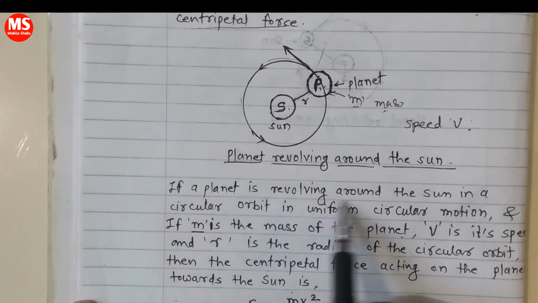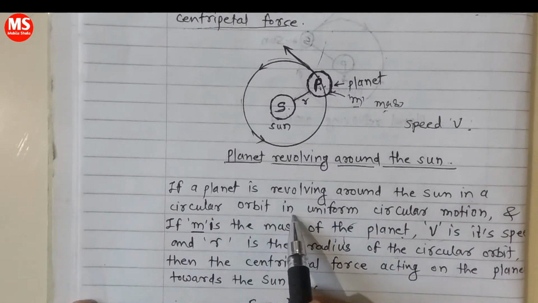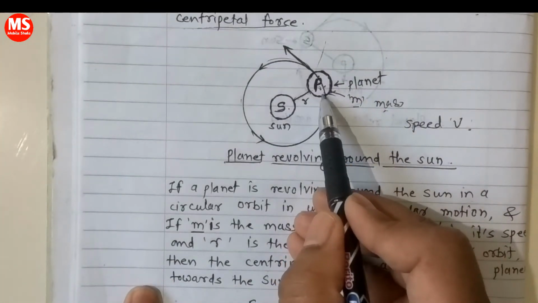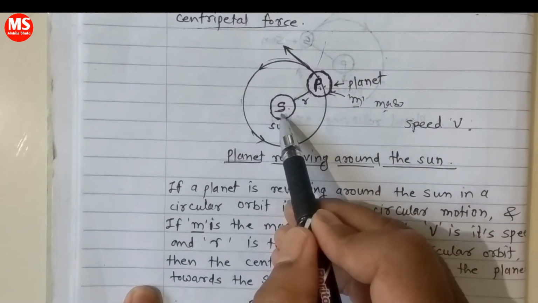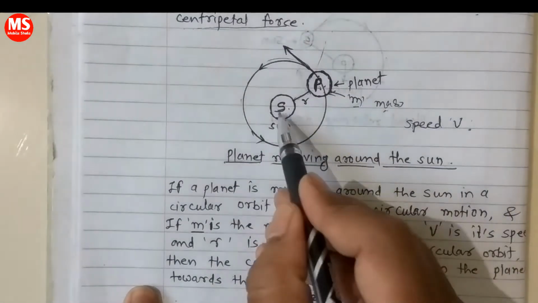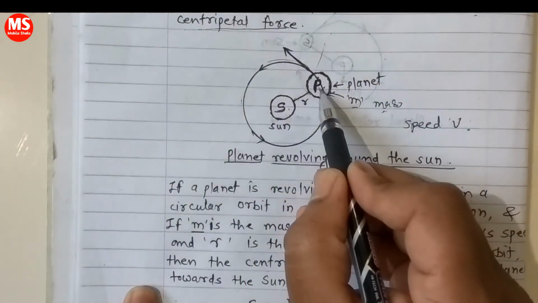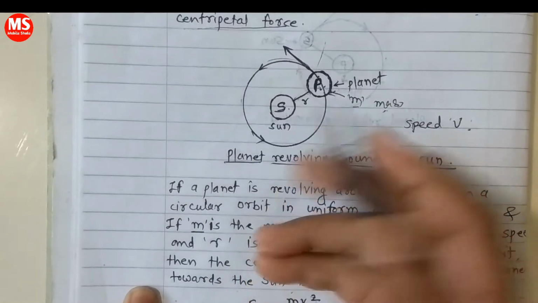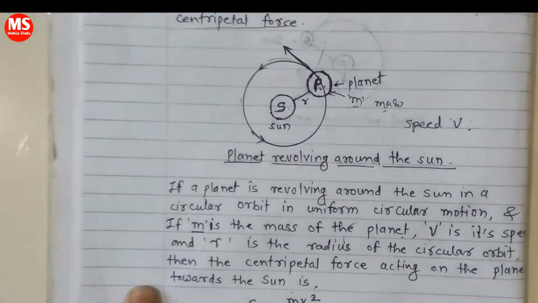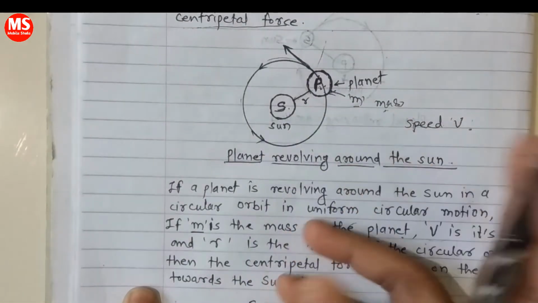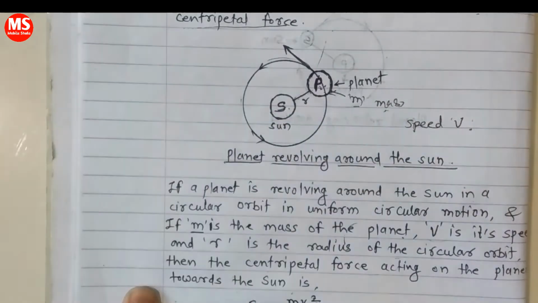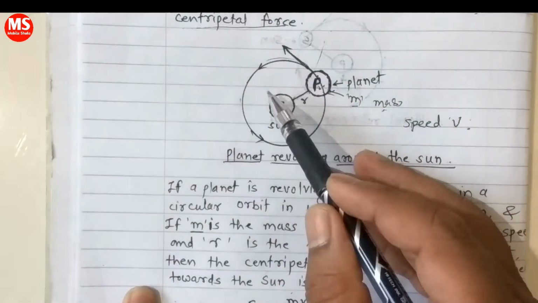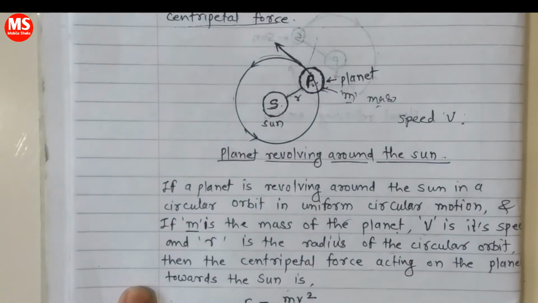If a planet is revolving around the sun in a circular orbit, I am showing the position of the planet by using a letter P and the sun by S. This is the position of the planet and this is the position of the sun at the center. All of you know that all the planets, or all the celestial bodies, are revolving around the sun in a specific orbit. So this one planet is also revolving around the sun in a specific orbit.